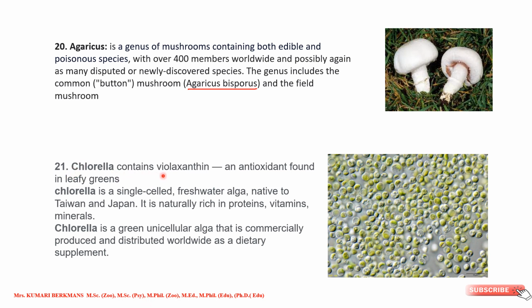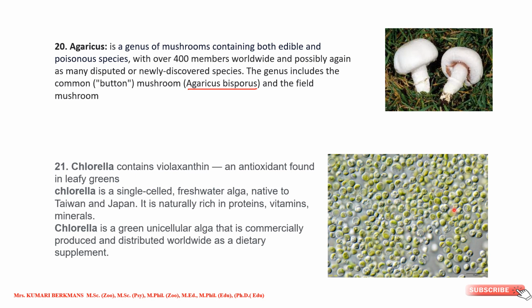Now next one, Chlorella. Chlorella contains violaxanthin. What is violaxanthin in the sense? It is an antioxidant, found in the leaf greens. Chlorella is an algae. It is a single-celled freshwater algae native to Taiwan and Japan. Okay, it is a single cell, and native to Japan and Taiwan.